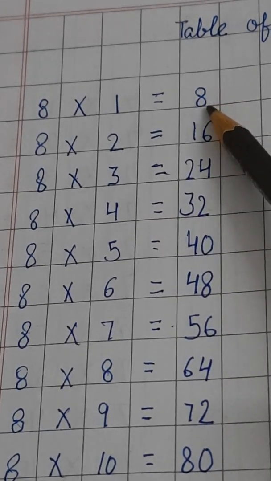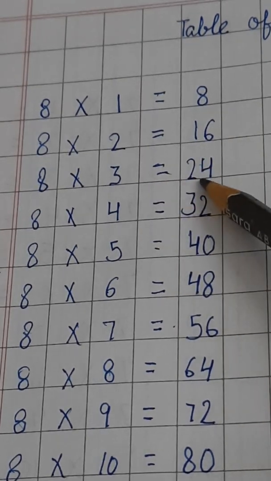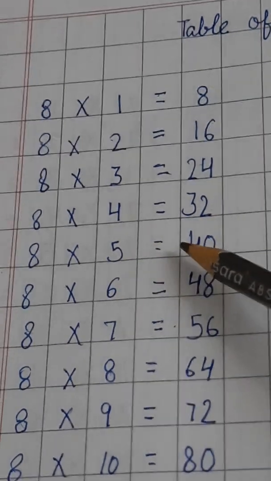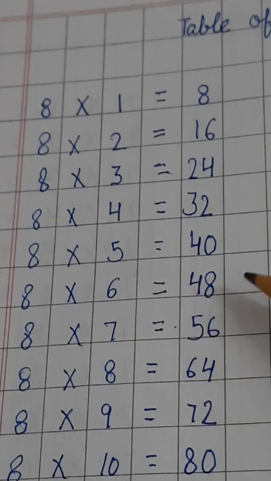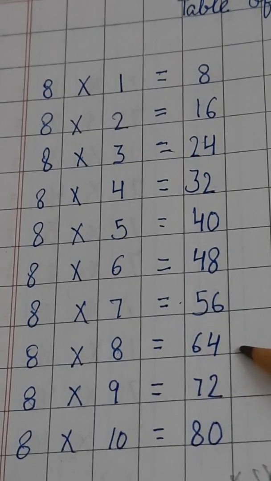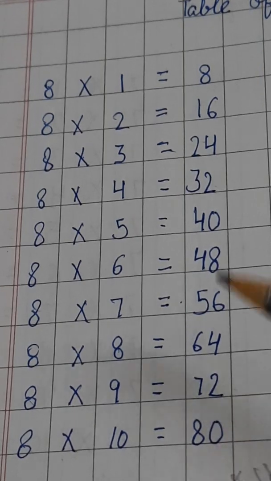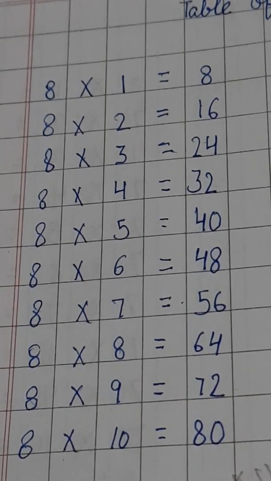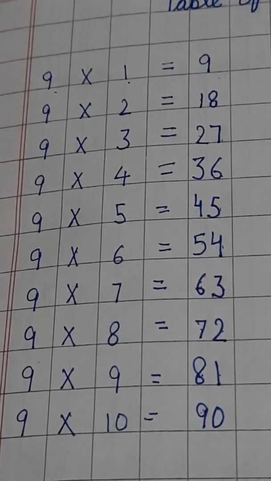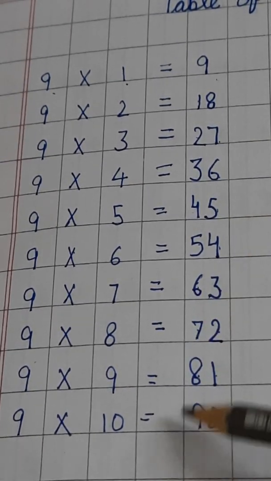Children, please repeat one more time. 8 1 are, 8 2 are, 8 3 are, 8 4 are, 8 5 are, 8 6 are, 8 7 are, 8 8 are, 8 9 are, 8 10 are. Very good. Okay. Now let's revise the table of 9.